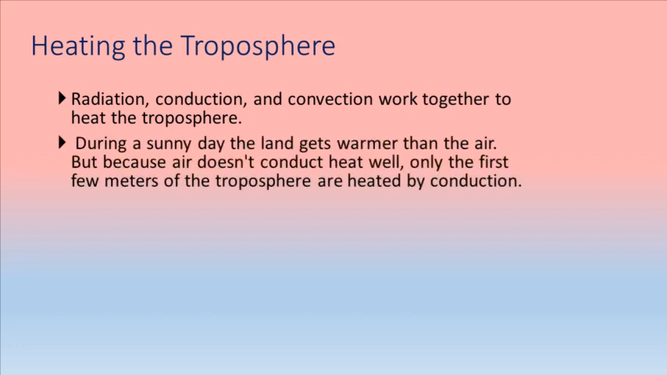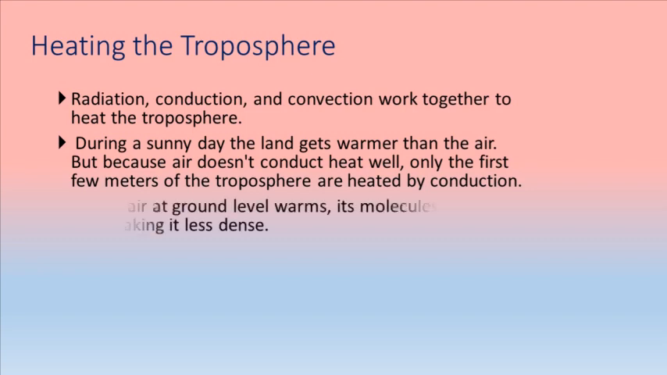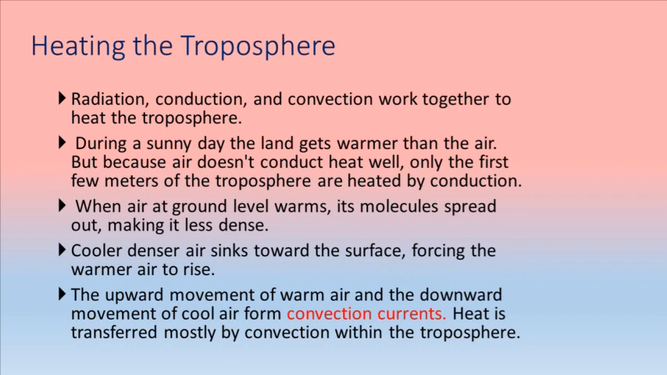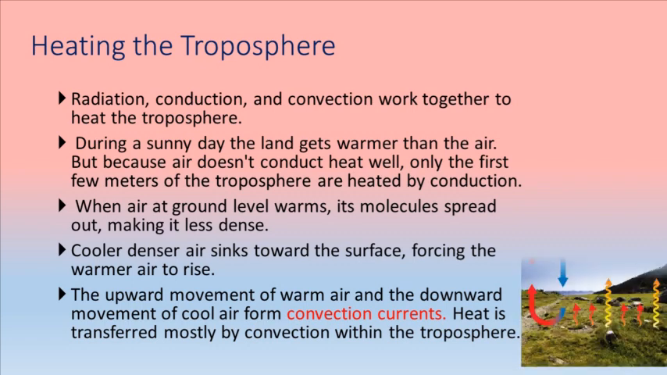During a sunny day, the land gets warmer than the air, but because air doesn't conduct heat well, only the first few meters of the troposphere are heated by conduction. When air at ground level warms, its molecules spread out, making it less dense. Cooler, denser air sinks towards the surface, forcing the warmer air to rise. This upward movement of warm air and downward movement of cool air forms convection currents. Heat is transferred mostly by convection within the troposphere.